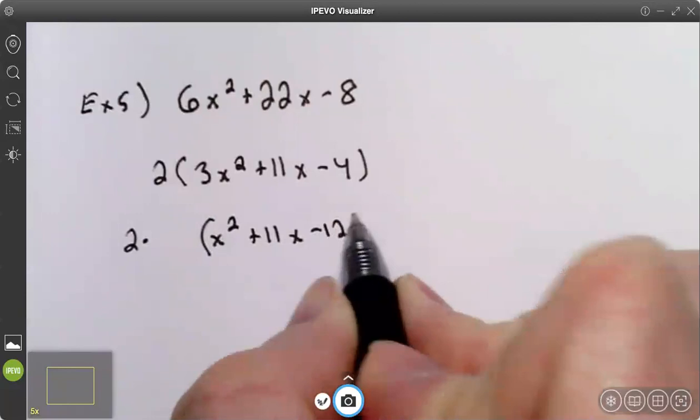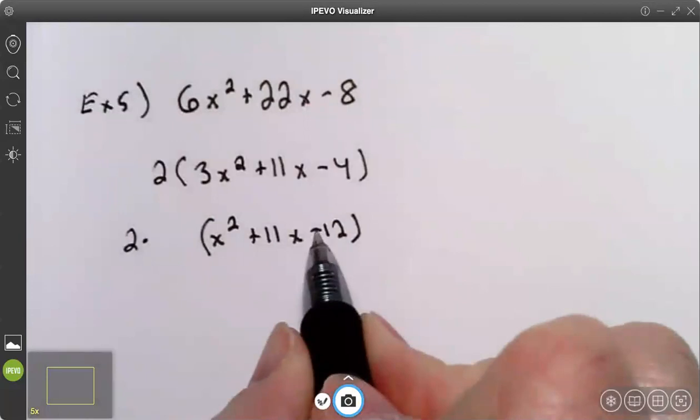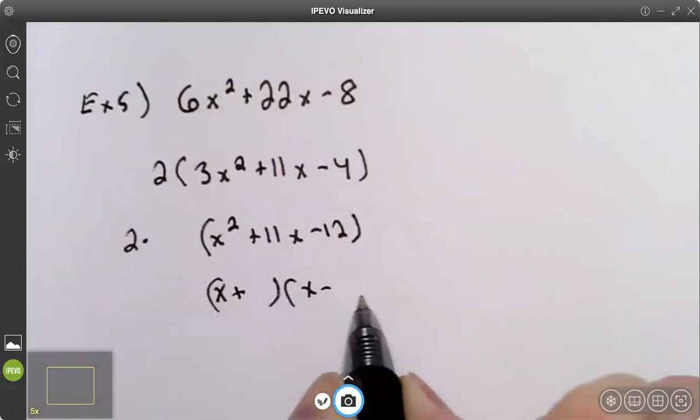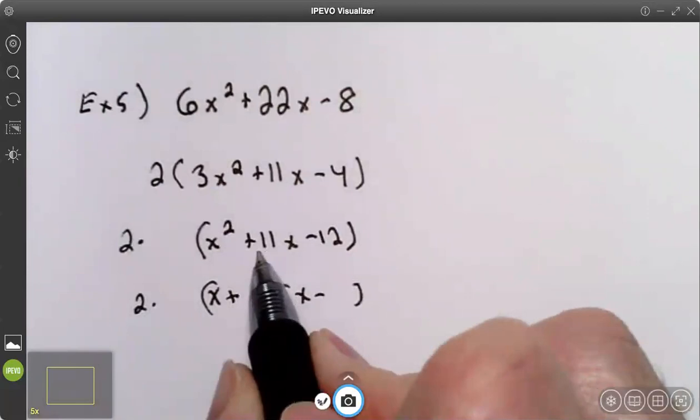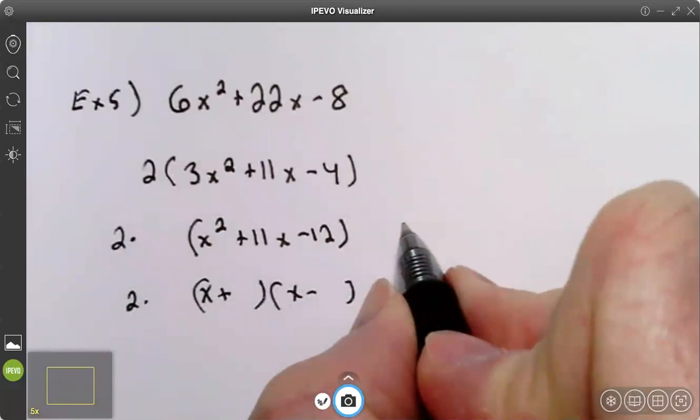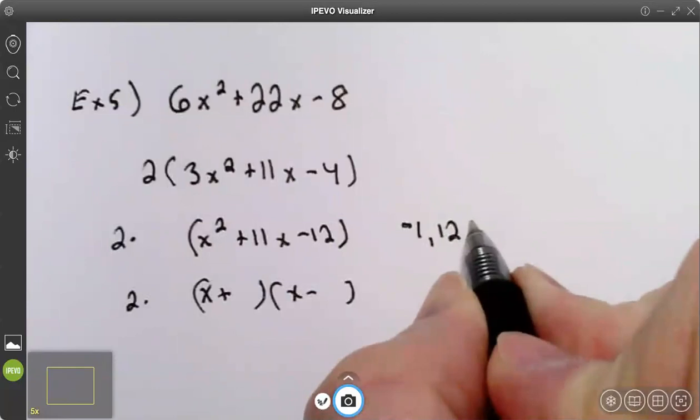Factor this trinomial. This tells me my signs will be different. So it's going to be x plus, x minus. Looking for 2 numbers whose product is negative 12, whose sum is 11. I'm only going to use numbers where the bigger digit is positive because my sum is positive. And that's going to be negative 1 times 12 is negative 12, but when you add them together, you get 11. So those are my numbers. So I'll put the negative 1 here, the positive 11 here.